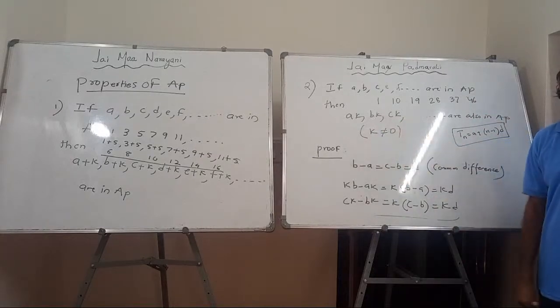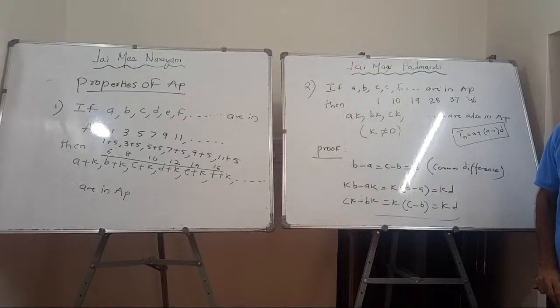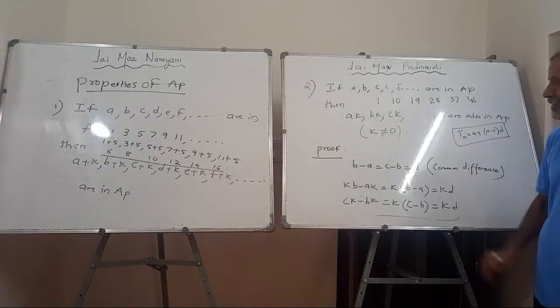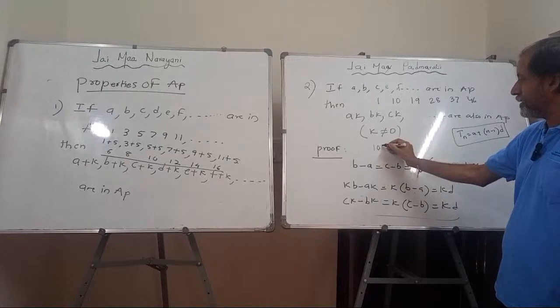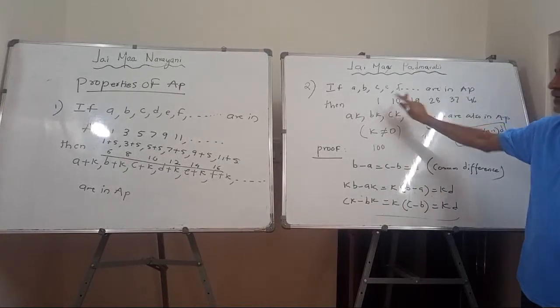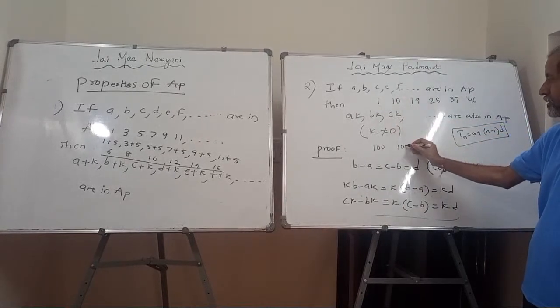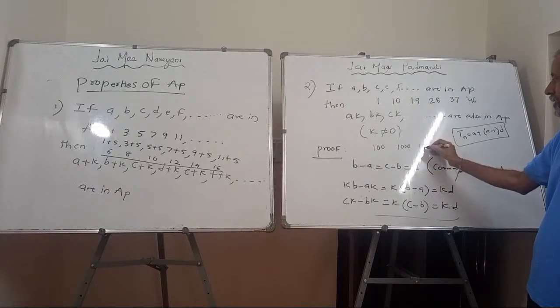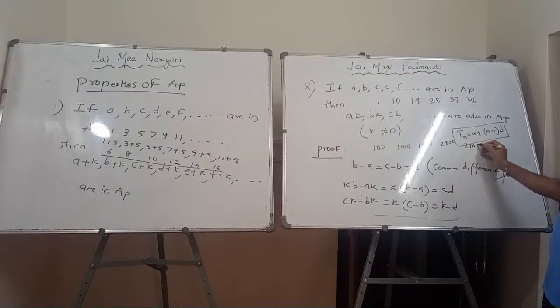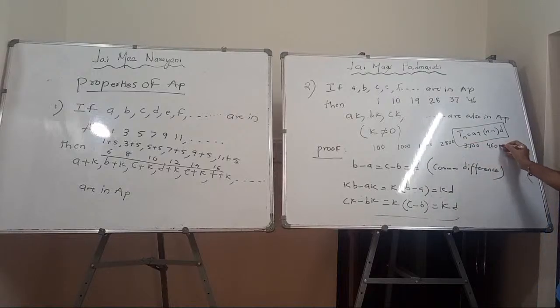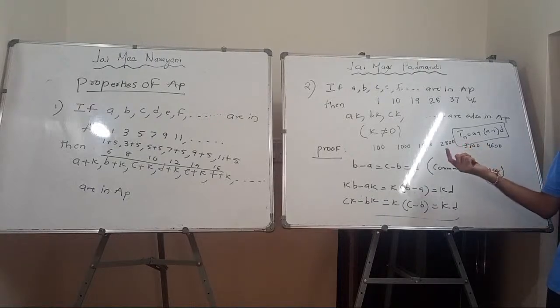Now select one value of k. Don't take 100. Or okay, take 100 rather. That's better. Shall I take 100? Okay. Now I multiply each number with 100. So this becomes 100, this becomes 1000, 1900, 2800, 3700, 4600. Two zeros you have to add at the end of the number. Now, are they still in AP? Is the question. Are they in AP?